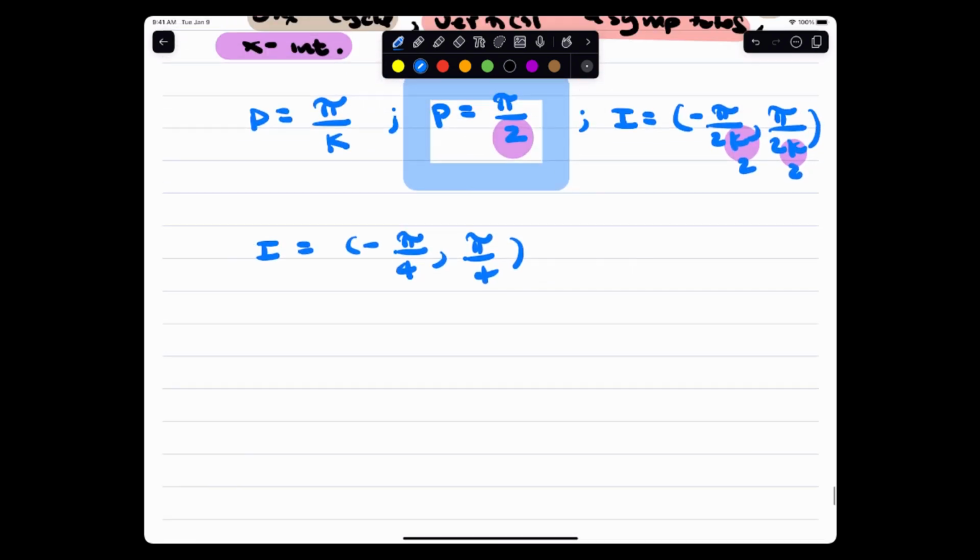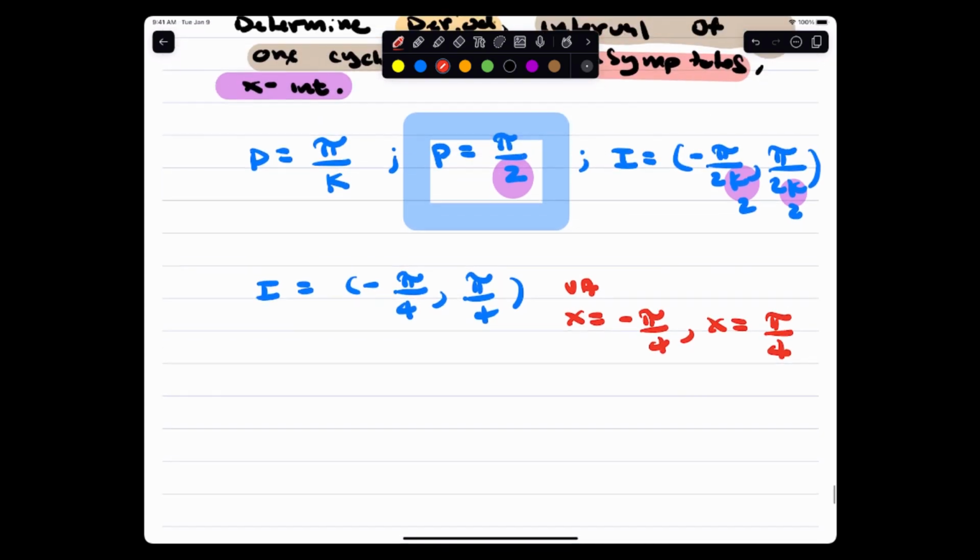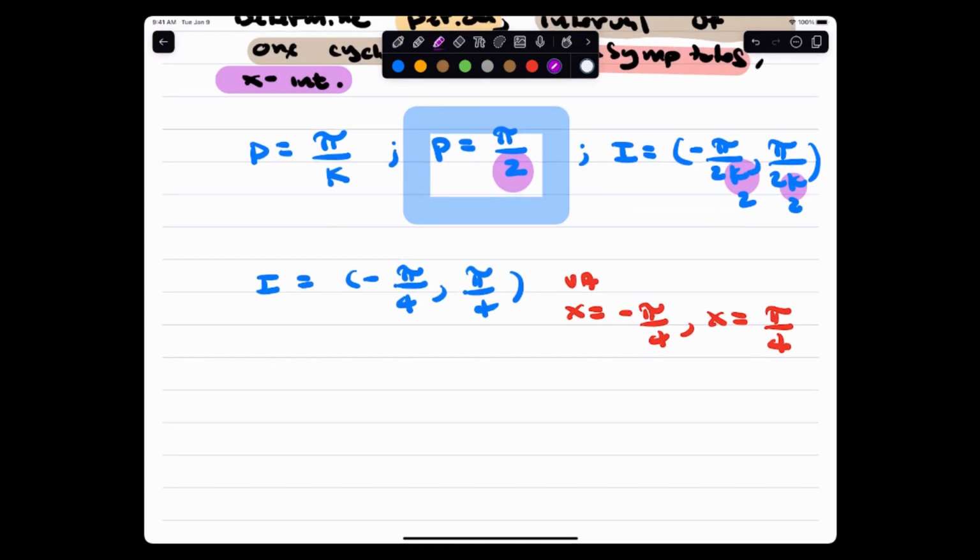Okay. So now let's say, well, what does that mean? Your vertical asymptotes will happen at x is negative pi over 4 and x is what? Positive pi over 4. This gives you those vertical asymptotes. This is an open interval.